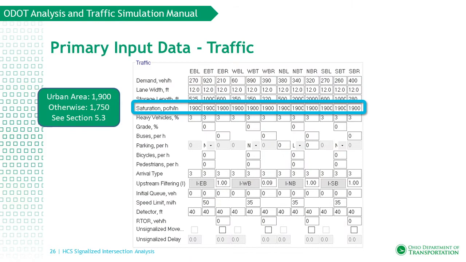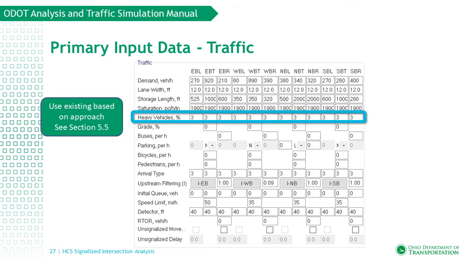The saturation flow rate is detailed in section 5.3 of the OATS manual. In urban areas, the default saturation flow rate is 1,900 passenger cars per hour per lane. In other areas, the saturation flow rate is 1,750 passenger cars per hour per lane. Because the sample project is in an urban area, the default saturation flow rate of 1,900 passenger cars per hour per lane is used.